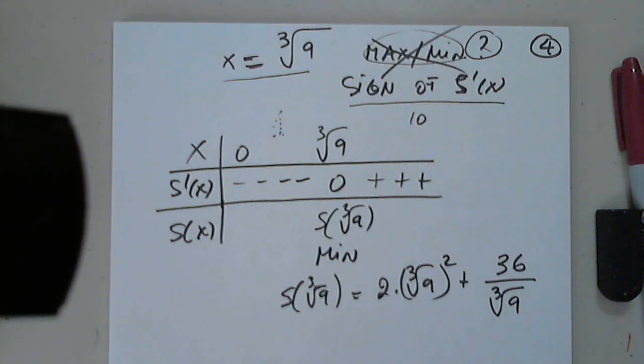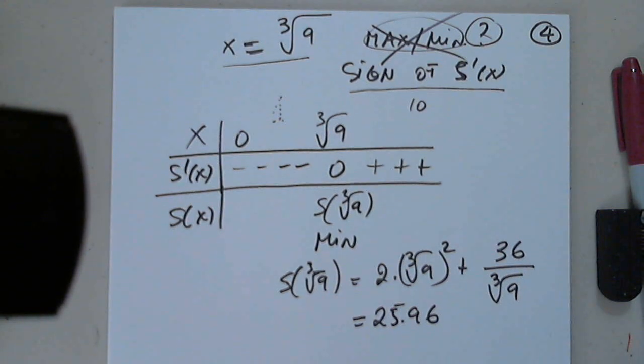So 2 times the cube root of 9 squared. So 9 to 2/3. 9 and the power is 2/3. And then plus 36 divided by the cube root of 9. So 9 to the power 1/3. Okay, so it's 25.96. What is the measurement unit? 25.96 what?